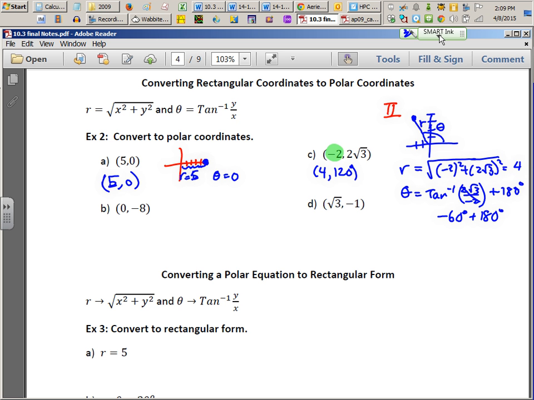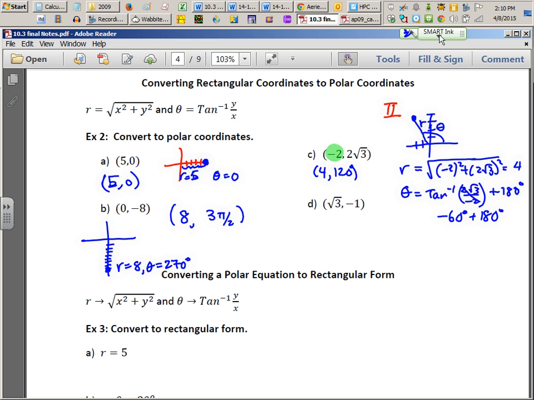I actually skipped part B there. Sorry, let's go back and do that. So 0, negative 8 is clearly down here. And you can tell that the r value is 8 because you're actually 8 units from the origin. And you can tell that the theta is simply 270. I'll go and write my answer in the polar radian form. I'm going to write 3 pi over 2. Okay?